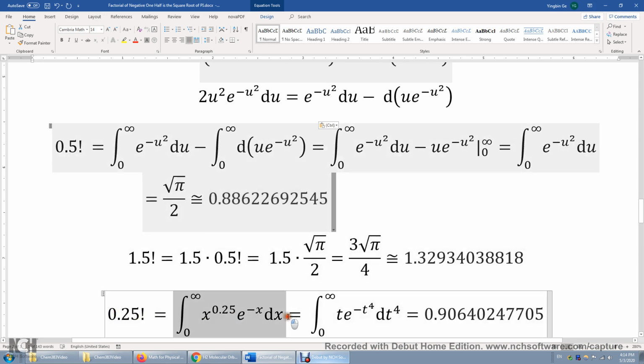Well, similarly, we can just evaluate this integral. It's complicated. We do some variable substitution. It's going to be this. This is still very complicated, but the result is this. Okay?